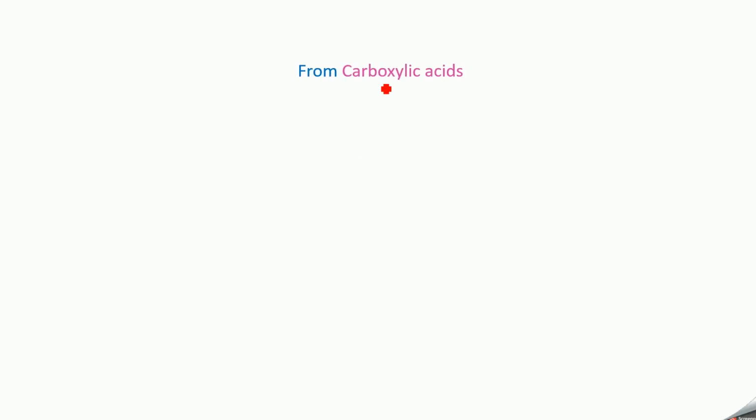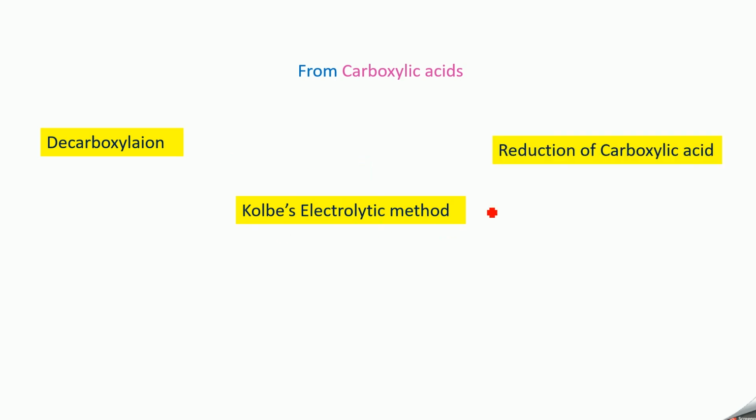From carboxylic acid you can use decarboxylation, Kolbe's electrolytic method, and reduction of carboxylic acid. In the case of decarboxylation, you have to use the salt of the carboxylic acid. And in Kolbe's electrolytic method also you have to use the salt. Salt means you have to take RCOO and then Na. If it is H, then it means acid. So the H is removed and substituted with Na. That is what we call a salt.